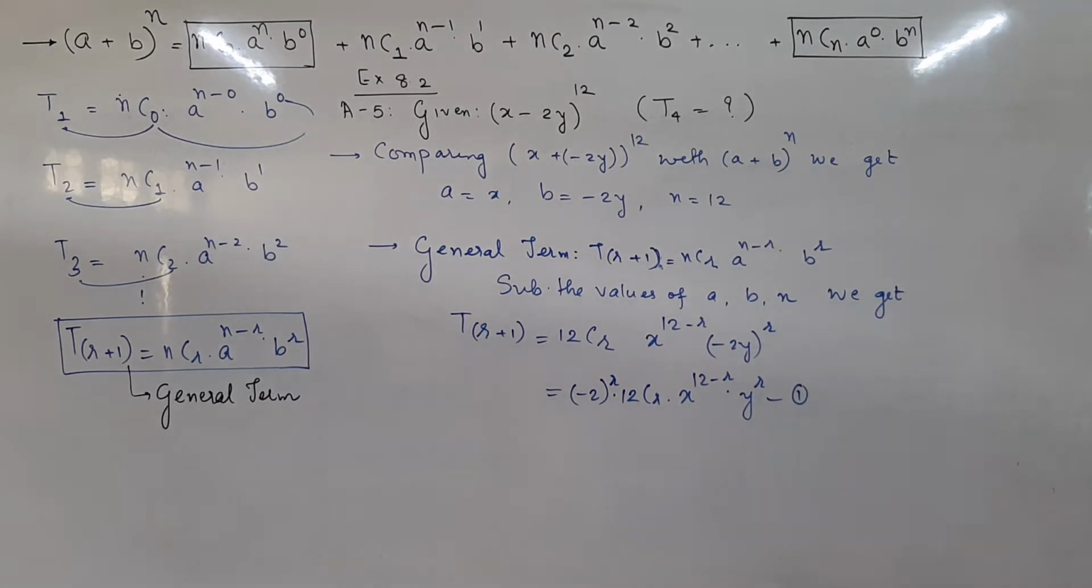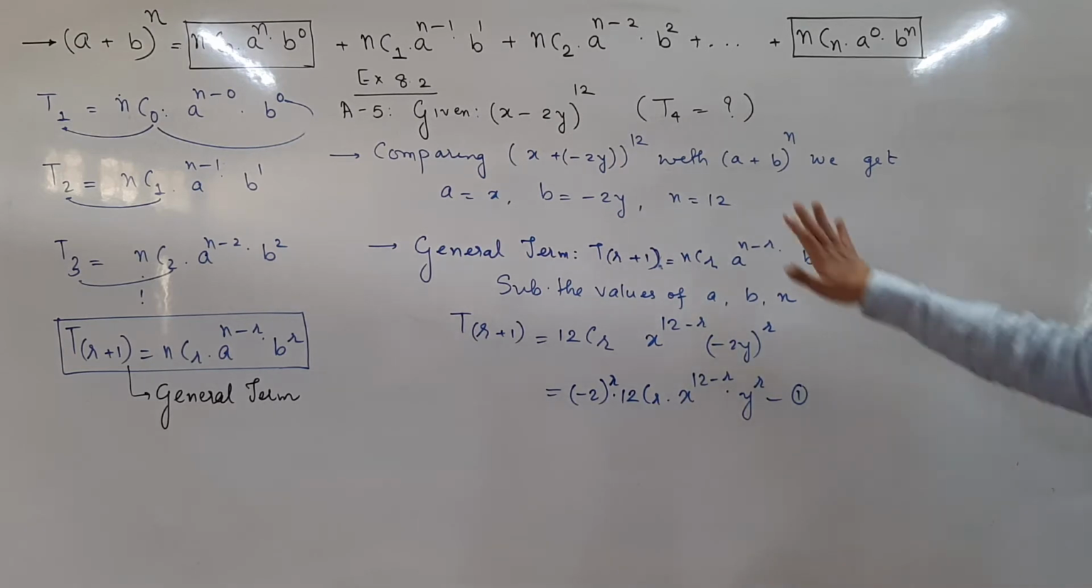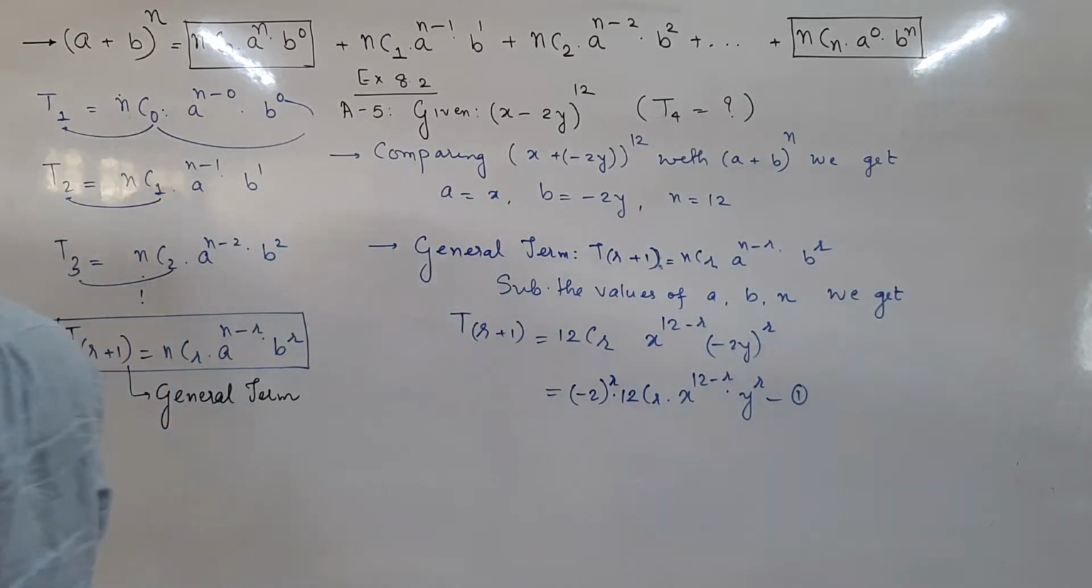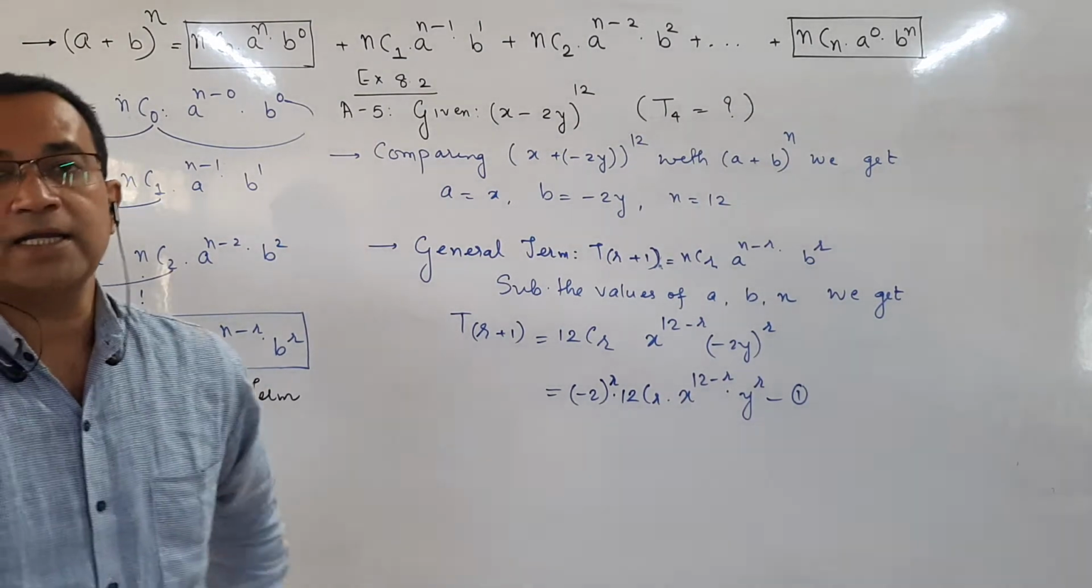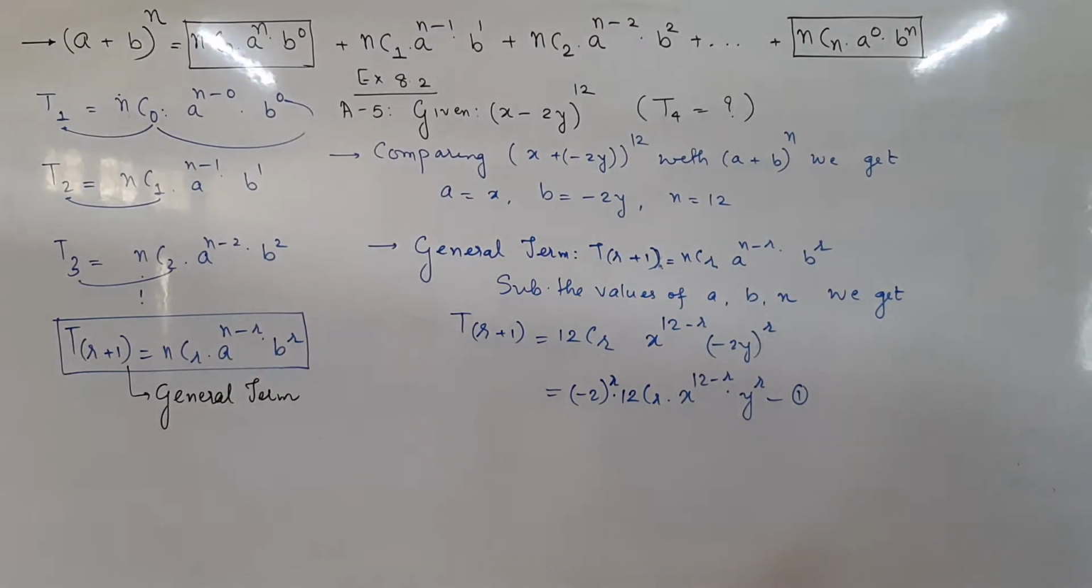So indirectly, these are the steps which we already followed in questions 3 and 4, students. These are the basic fundamental steps. Now I told you we want to find T4. Whatever number term we have to find, we have to take the value of R one less than that. If I want to find the fourth term, I will take R equal to 3. If I want the eighth term, R equal to 7. If I want the 15th term, R equal to 14.